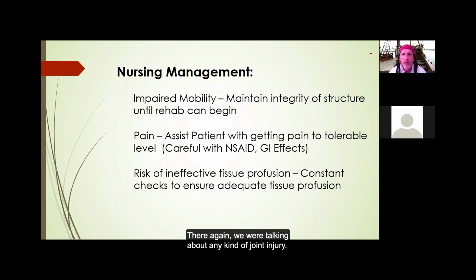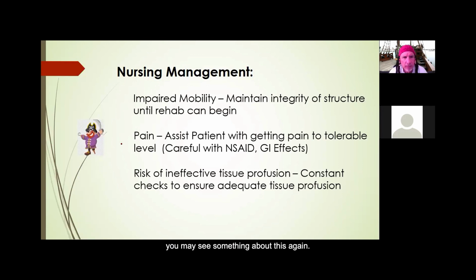Okay. There again, we were talking about any kind of joint injury. You can impinge your nerve endings. You can impinge your vessels. Keep an eye out for perfusion. Distal checks. Make sure everything is flowing well. And I do believe you may see something about this again.